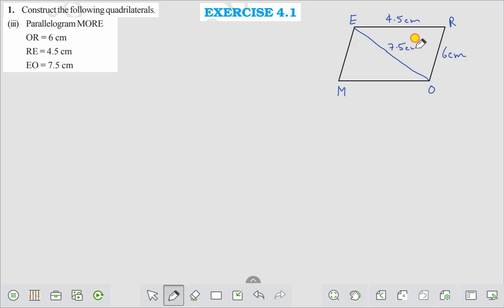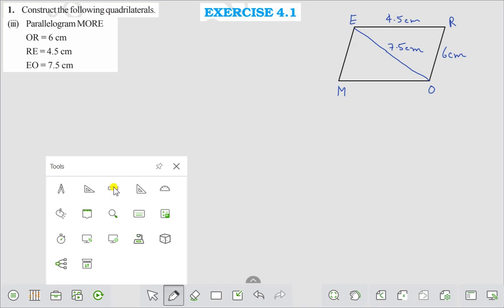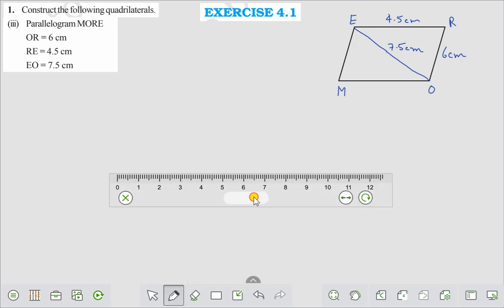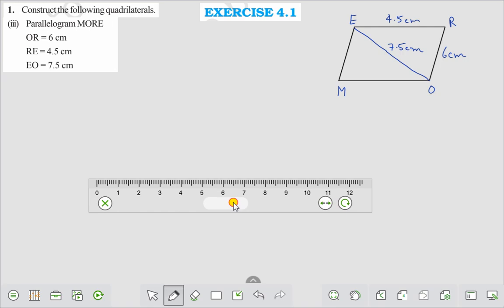Now let us draw this parallelogram. First of all, you have to draw the diagonal, that is 7.5 cm. Let us take a ruler and draw a line segment of 7.5 cm.